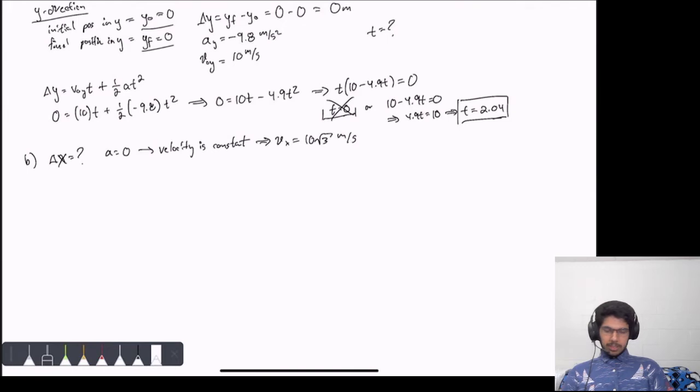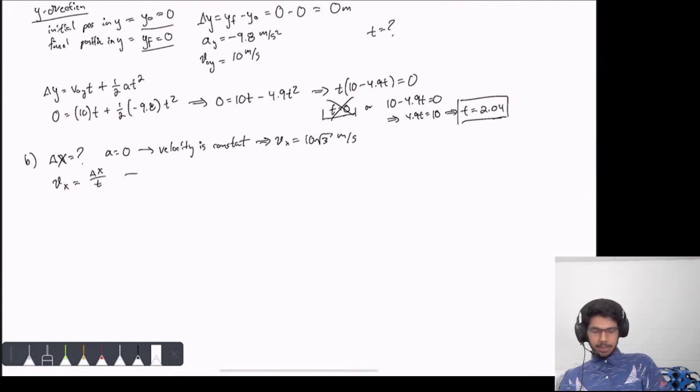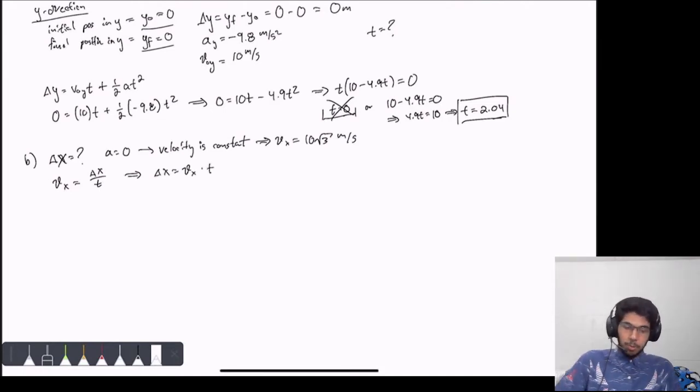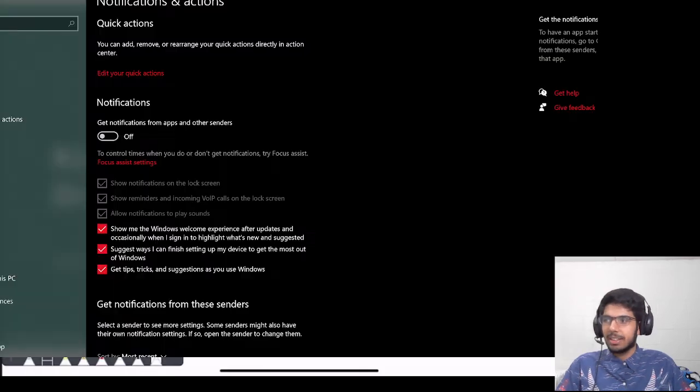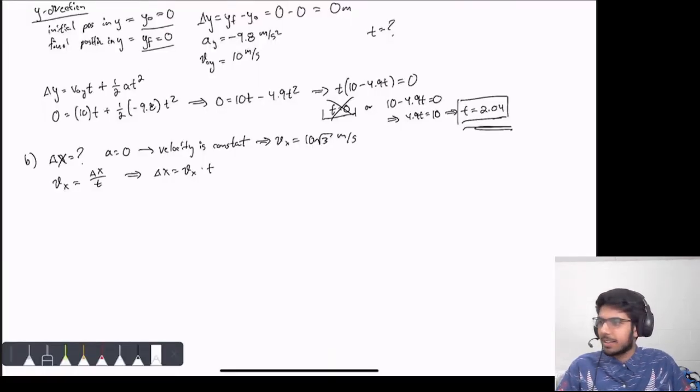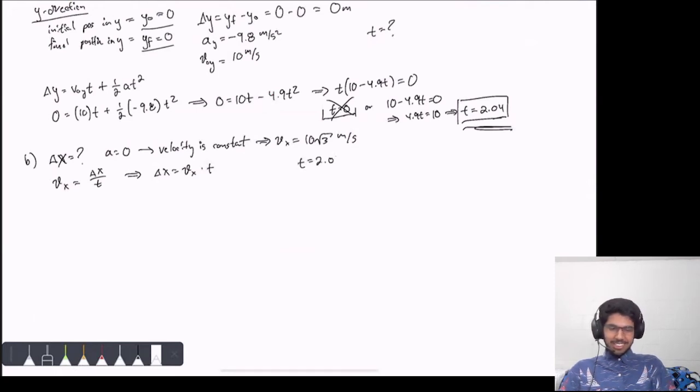So what do we know about delta x? Well, we know that velocity in the x direction is equal to delta x divided by time. So delta x equals the velocity in the x direction times the time for the journey. Well, we just solved for time right there. And even though that was time in the y direction, it's still the time in the x direction, right? So we have time as well. We have t equals 2.04 seconds.